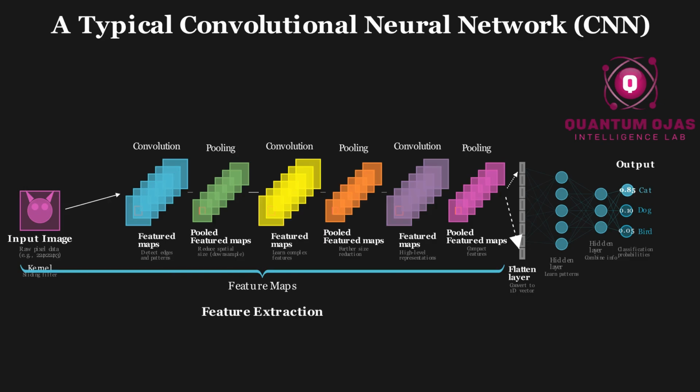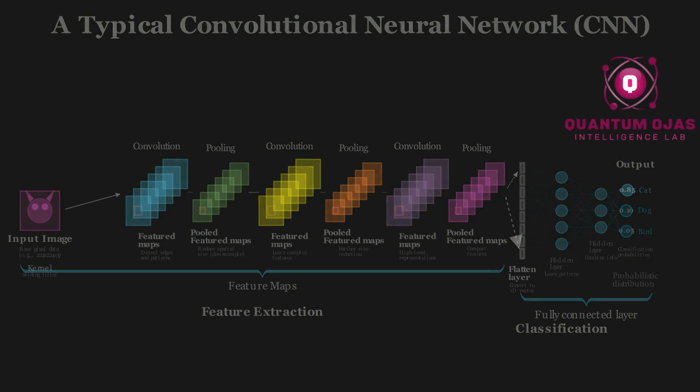Moving ahead, step 7, flatten layer. Now the convolutional neural network transitions from feature extraction to decision making. All the two-dimensional feature maps are flattened into a single one-dimensional vector. You can see this as a vertical column of small gray rectangles. This step prepares the data for fully connected neural networks.